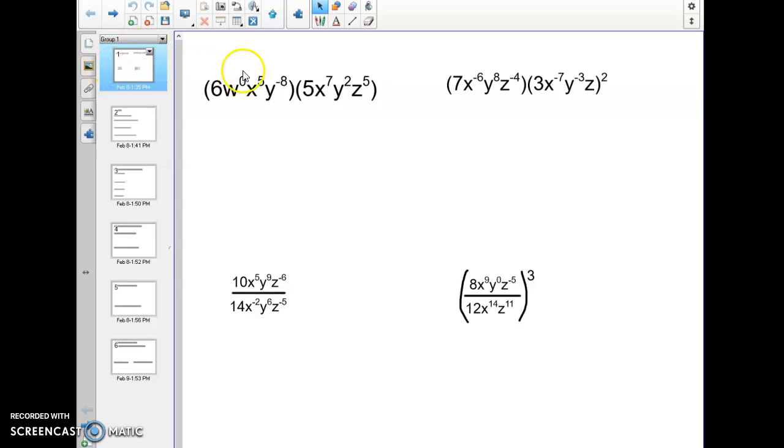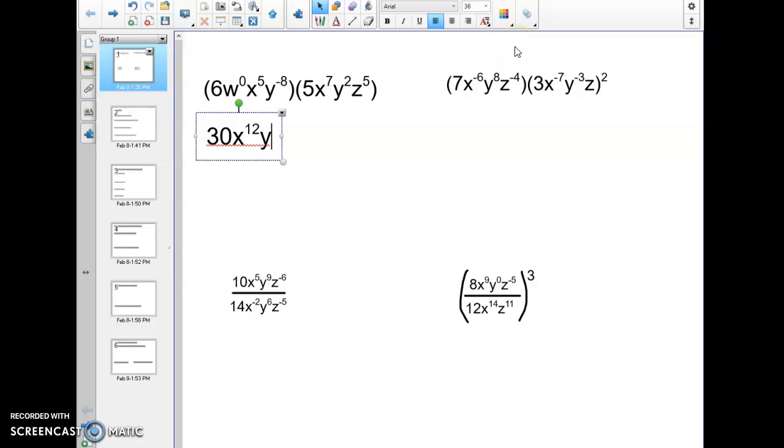Alright guys, here's our review for our next test. So our first problem here, we just kind of found our exponent rule. What we're going to do here is multiply our coefficients. So 30, 6 times 5. W to the 0 is 1, so there's really not much I need to do with that. X to the 5th times x to the 7th, we add the exponents.